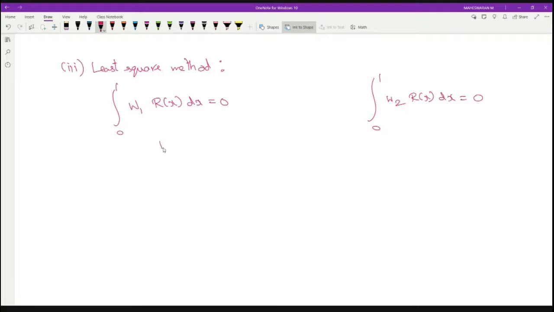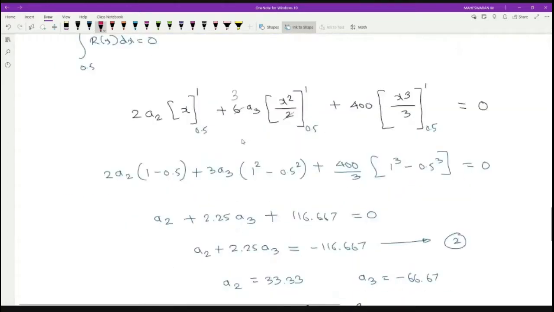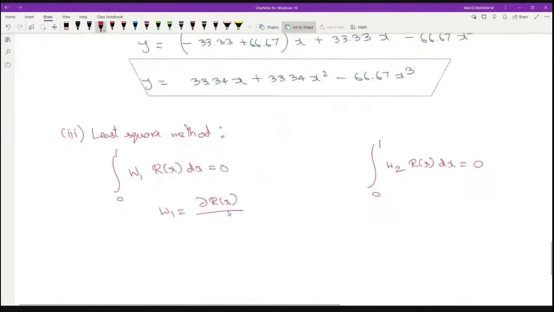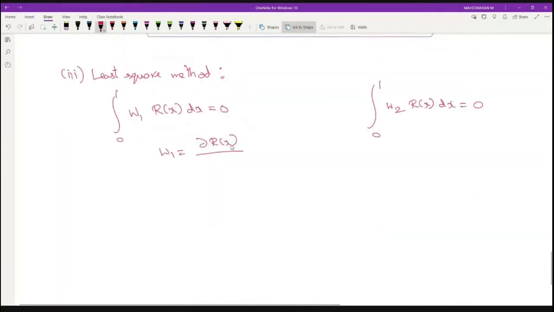Where w1 here is dou r of x divided by what is my constant I am having. So my r of x term is this. In this I am having two constants, which is a2 and a3, right? So first I am differentiating with respect to a2. The second one is w2 is equal to dou r of x divided by dou a3. I am differentiating with respect to a3. Okay, these are my two equations.